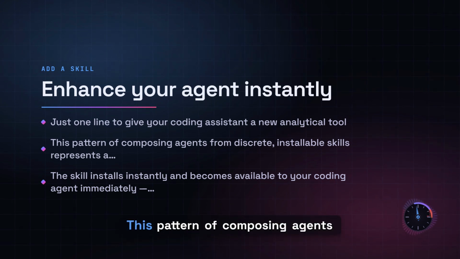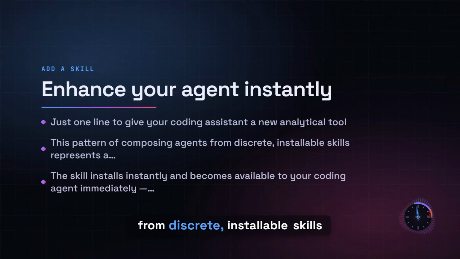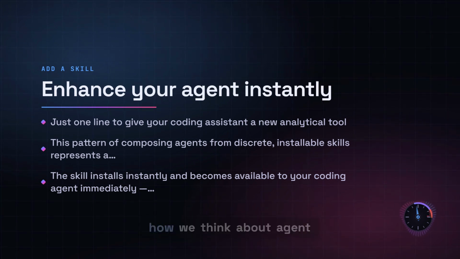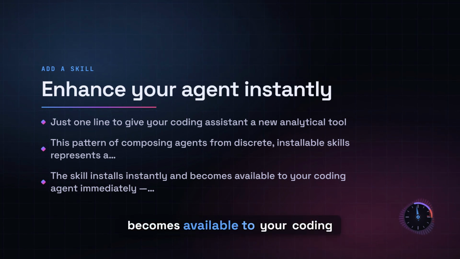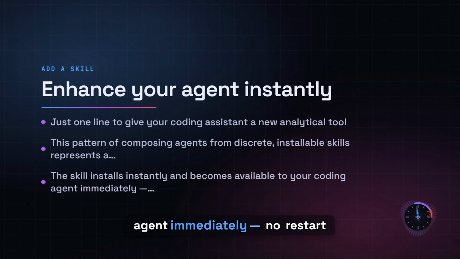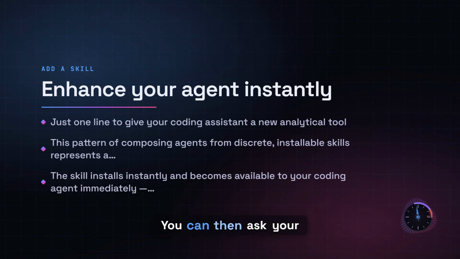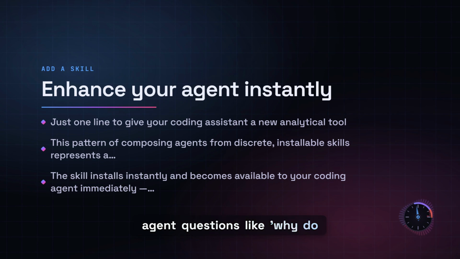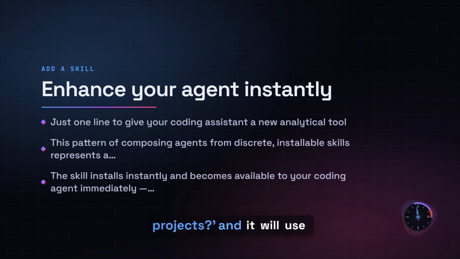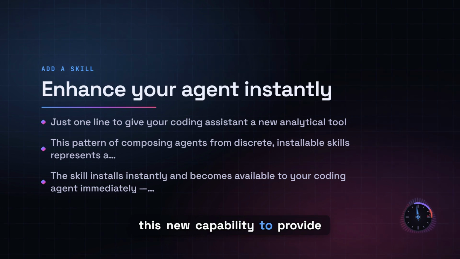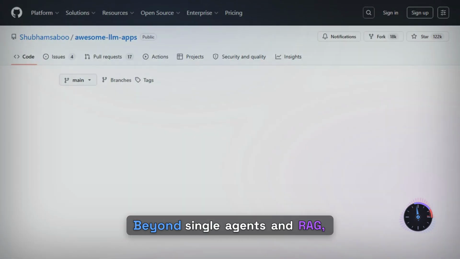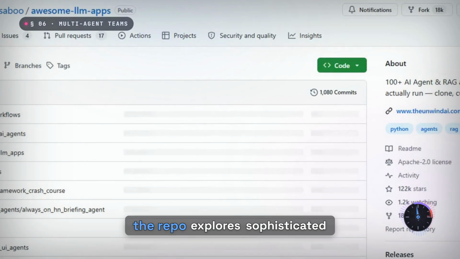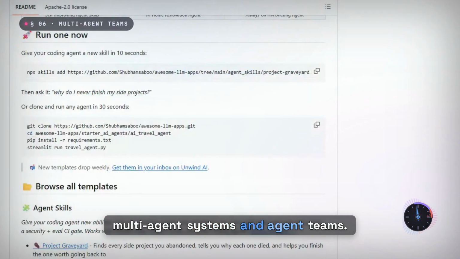This pattern of composing agents from discrete, installable skills is a powerful glimpse into where the future of agent development is heading. It's less about monolithic codebases and more about a marketplace of capabilities. The skill installs instantly and becomes available to your coding agent immediately. You can then ask natural language questions like, why do I never finish my side projects? And the agent will use this new capability to analyze your GitHub history and provide insights about your abandoned projects and patterns.